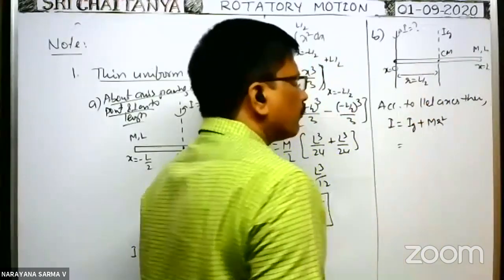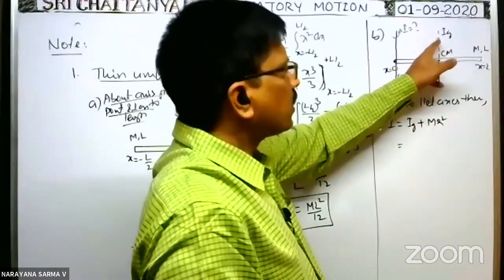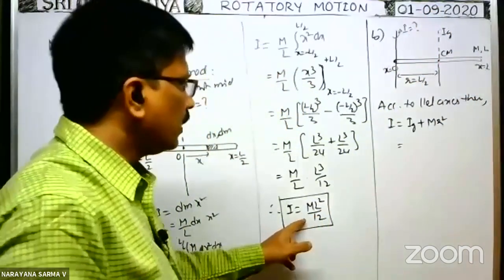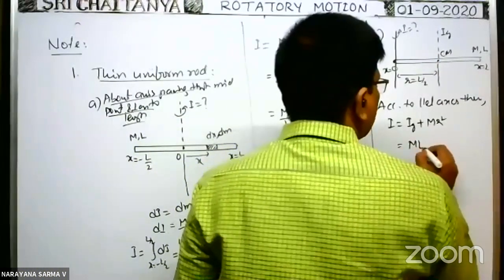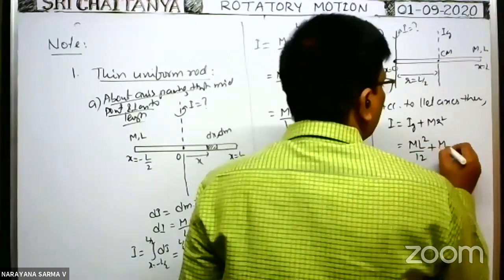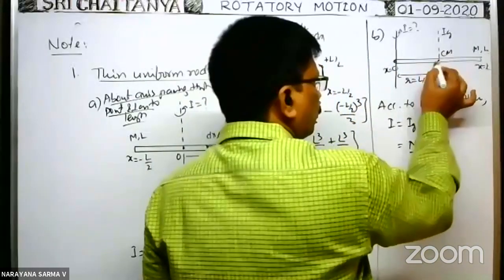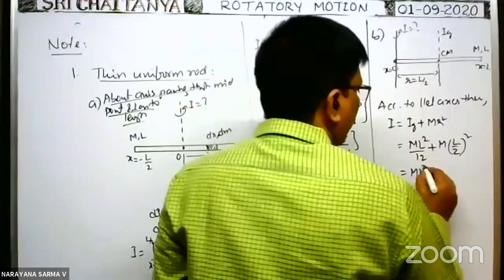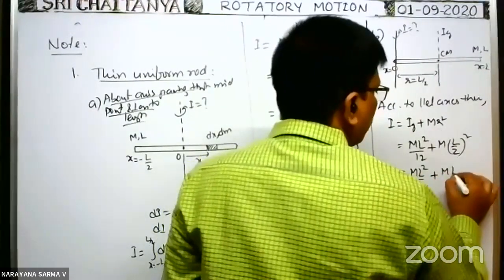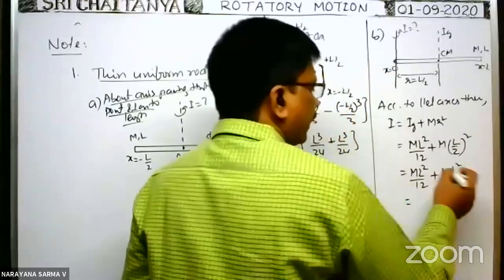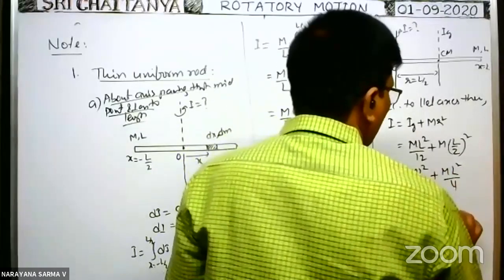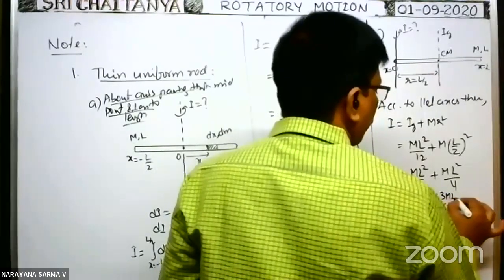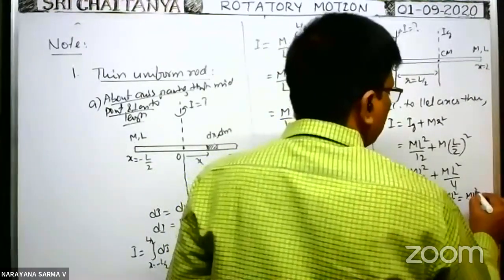Now what about Iz? Iz is the moment of inertia of the given rod about an axis passing through the midpoint perpendicular to its length, which is ml square by 12. You write ml square by 12 plus m into r square, where r is the perpendicular distance between the two axes, that is L by 2 whole square. So ml square by 12 plus m into L square by 4. When you take the LCM, 12 is the LCM, ml square plus 3 ml square, that is equal to ml square by 3.